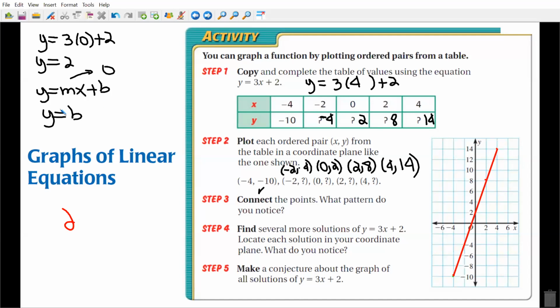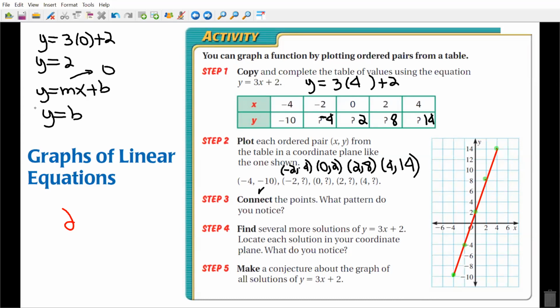Now, guys, remember that the first point I had over here was negative 4, negative 10. That point was going to be here, right? And I'm going to make it bigger. I don't know why it's not working today. It's going to be here, right? The next point is going to be negative 2, negative 4. The next point is going to be 0, 2. Next point, 2, 8. Next point, 4, 14, right?